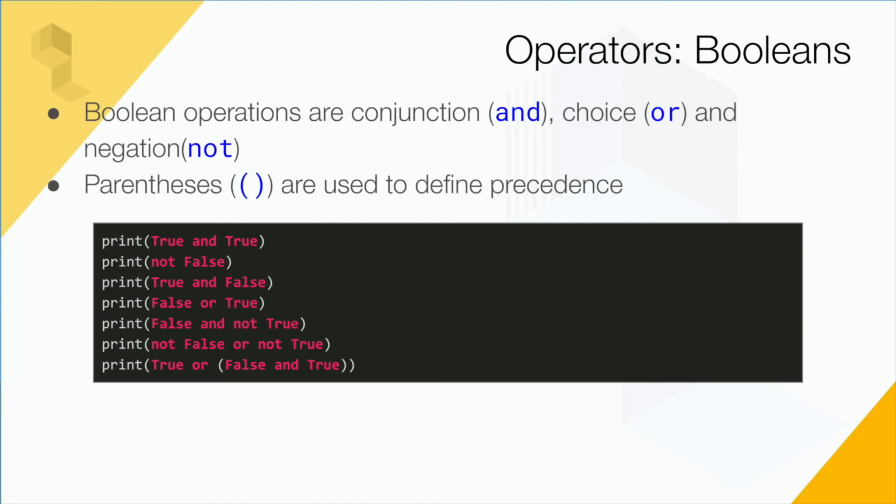Boolean operations can similarly be performed on Booleans, resulting in Boolean values, true or false. The main operations are conjunction (and), choice (or), and negation (not). Again, parentheses are a handy way of expressing how some of the operations have precedence over others. That is, which operations should be performed first.